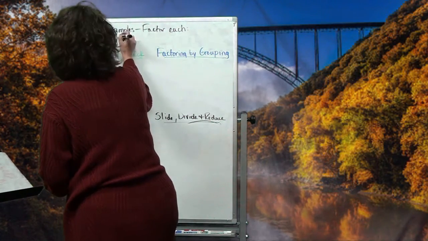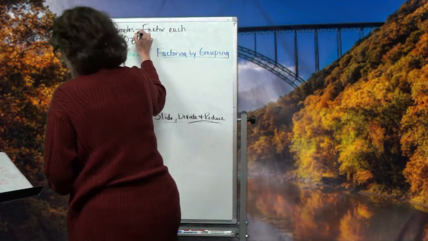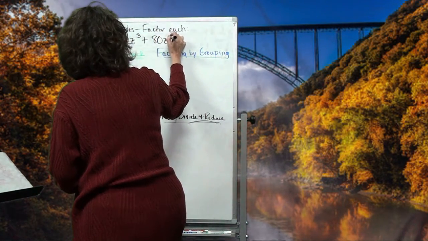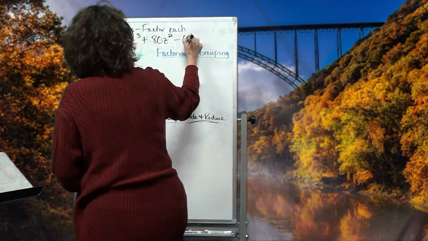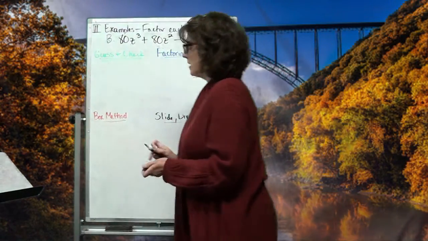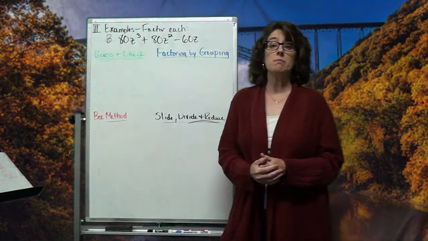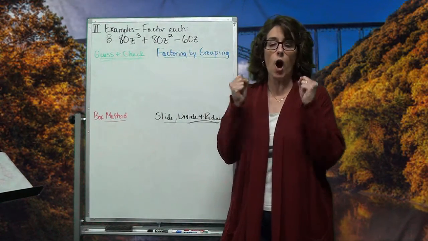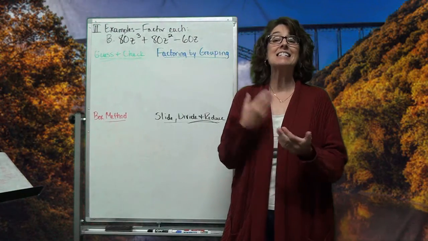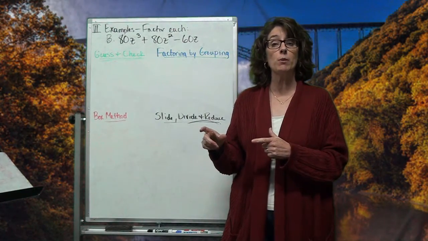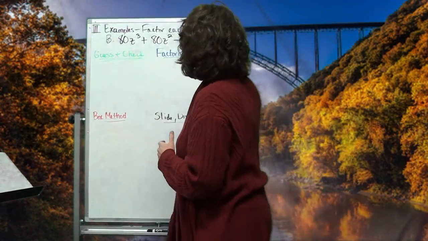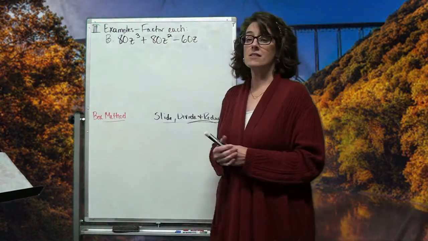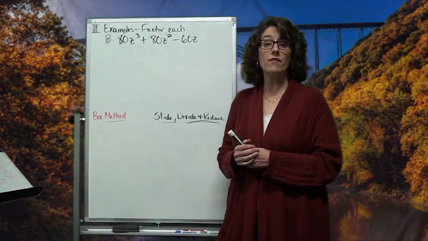We have 80z to the third plus 80z squared minus 60z. Now recall, I've told you guys many times, always do what first? Exactly. Divide out that common monomial before you do anything else. Now, hopefully you're noticing this one. Oh, now hold on a second. Yes, there is something that I can divide out of every single term.